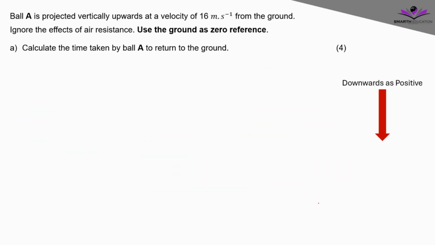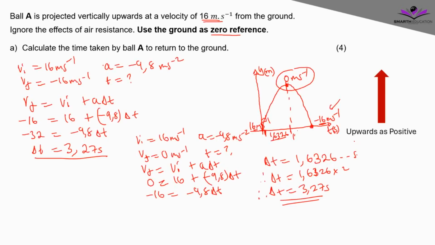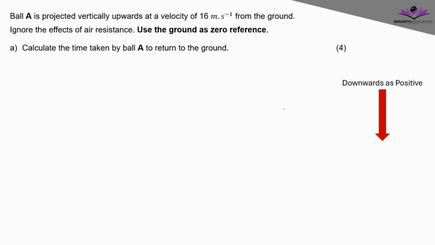But let's say you took downwards as positive. Remember, you choose one. You don't need to do both methods. I'm just showing you so that we have more than one option. If we take downwards as positive, it means our graph is going to be like this. Taking downwards as positive, that's our position time graph.